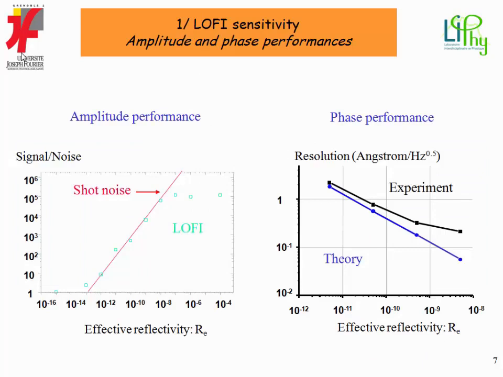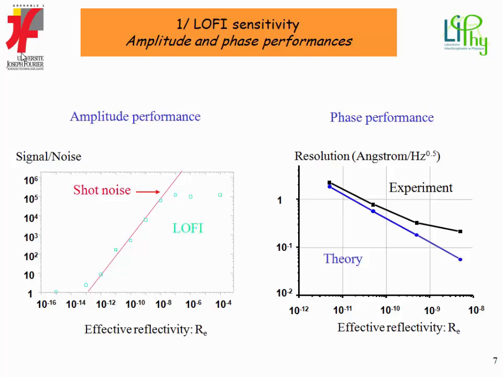This slide shows the performances of the LOFI method for amplitude and phase measurement. For amplitude measurement, this slide shows that when the LOFI signal is saturated, here, and when the LOFI signal is not saturated, the LOFI signal is shot noise limited. Therefore, we are able to detect with the LOFI setup feedback reflectivity as low as 10 to minus 13 when we work with a laser with an output power of 10 milliwatts and with a detection bandwidth of approximately 1 kilohertz. So the LOFI setup is very sensitive.